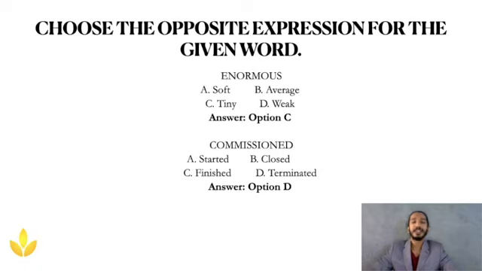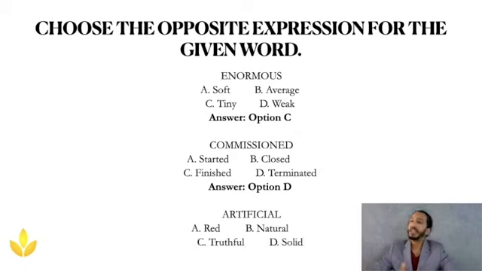Next, artificial. So artificial is something that is not original. So this is pretty much the easiest question in the book. So let us see what are the words it is compared with. So red, natural, truthful, solid. So as we discussed, something that is not original is artificial. So something that's original is natural. The correct answer is option B.